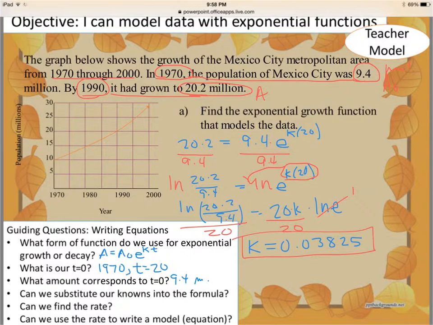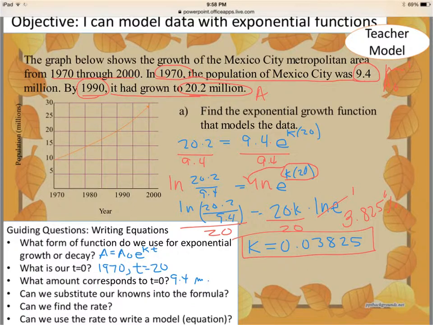Now, if they had asked me to find the growth rate, this is what I would be looking for. Or if I wanted to express it as a percentage, I could do that. So later on in a worksheet, I'm just going to ask you for the k value. So this is basically like 3.825%. So that's how much the population's increasing by. But of course, in our formulas, we're going to use the decimal.